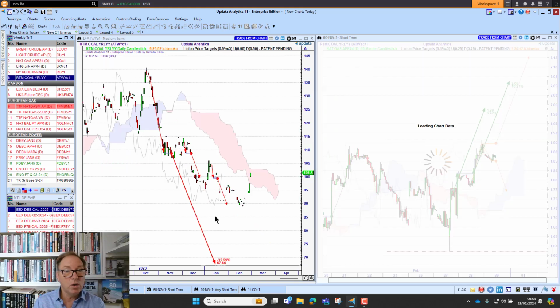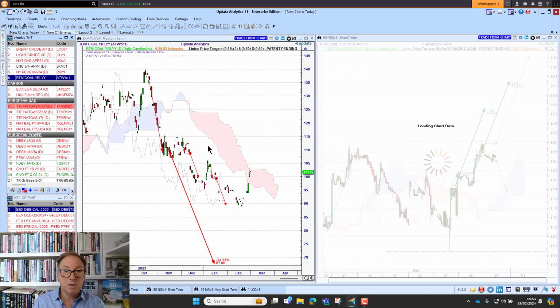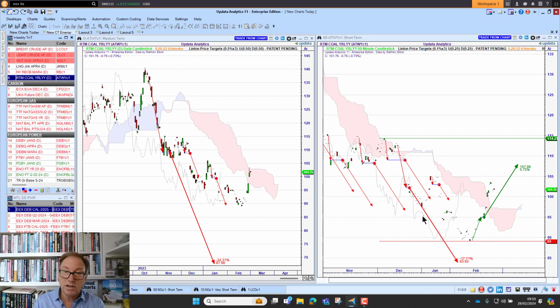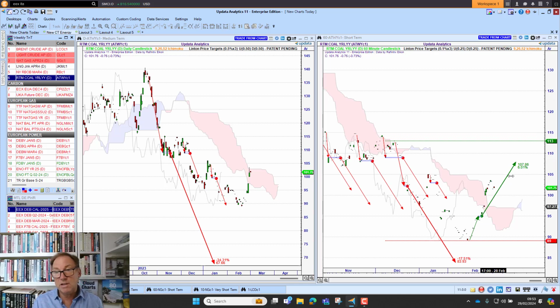Looking at coal, still bearish below the cloud on the daily chart. On the 60-minute, we've got a new upside target to 107. That was activated at 95. So it's quite interesting. We're now moving towards that target, not through the cloud on the lagging line yet, but all these downside targets were met. This new upside target looking interesting.